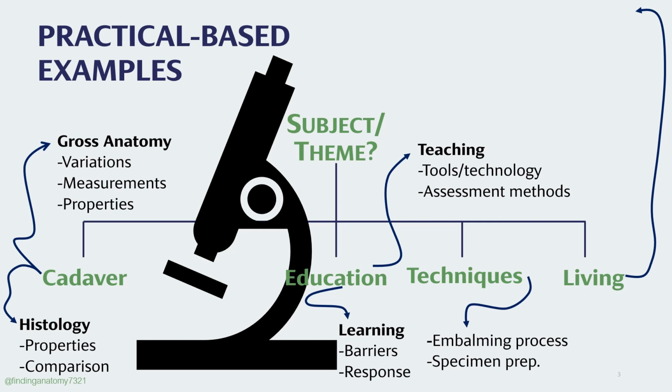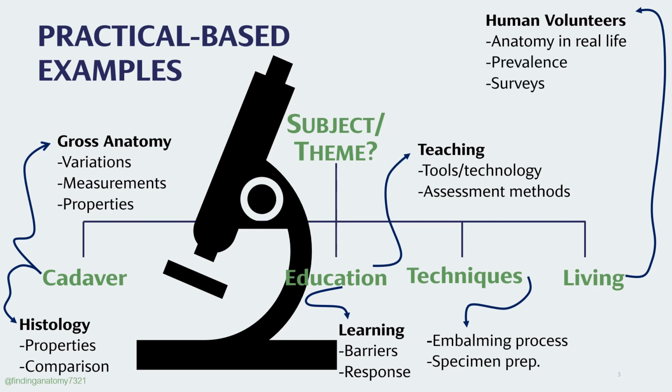Another thing would be working with living human volunteers. In this case, it's usually dependent on what observations you can make from them. For example, one of my friends looked at the foot arch and measured the foot arch of students and other volunteers, just to look at the predilection for flat foot among humans. You could also design some surveys to assess opinions regarding particular themes or topics.